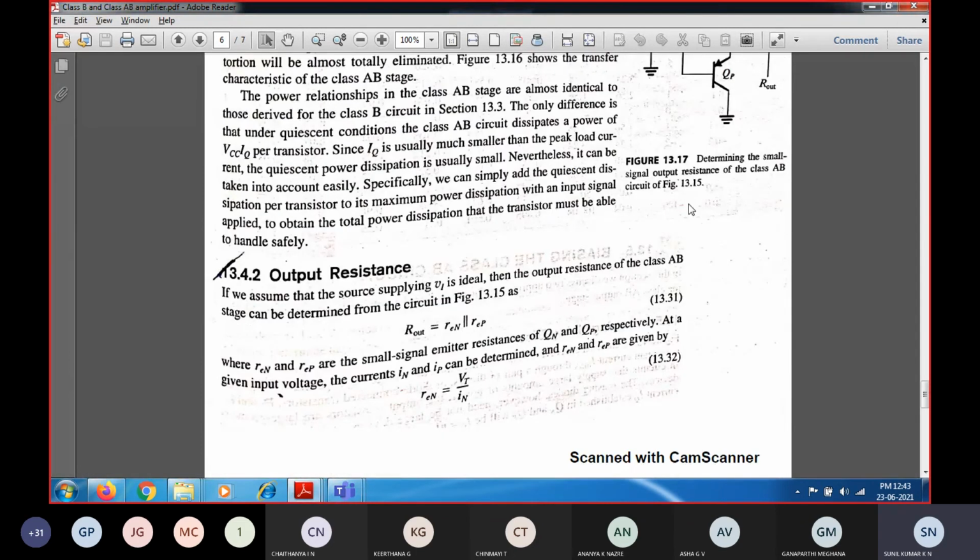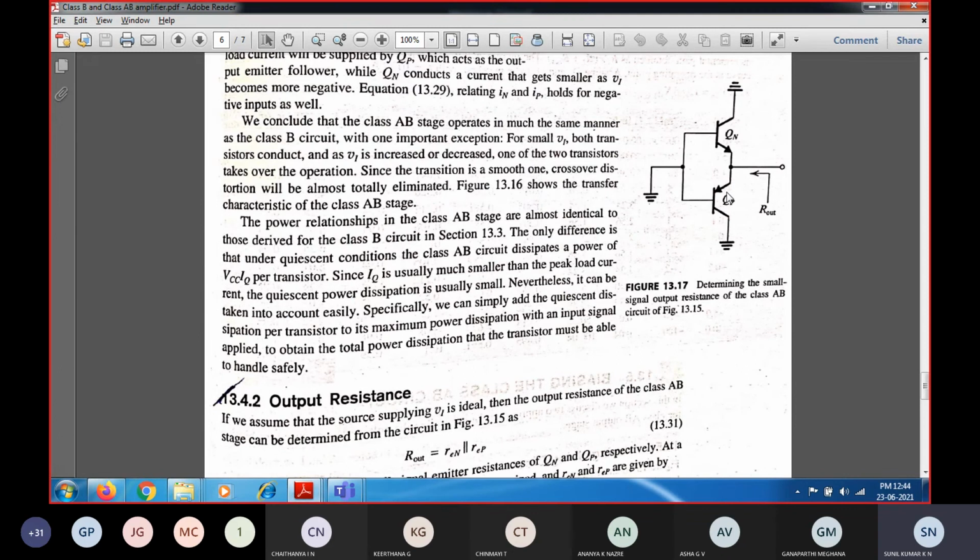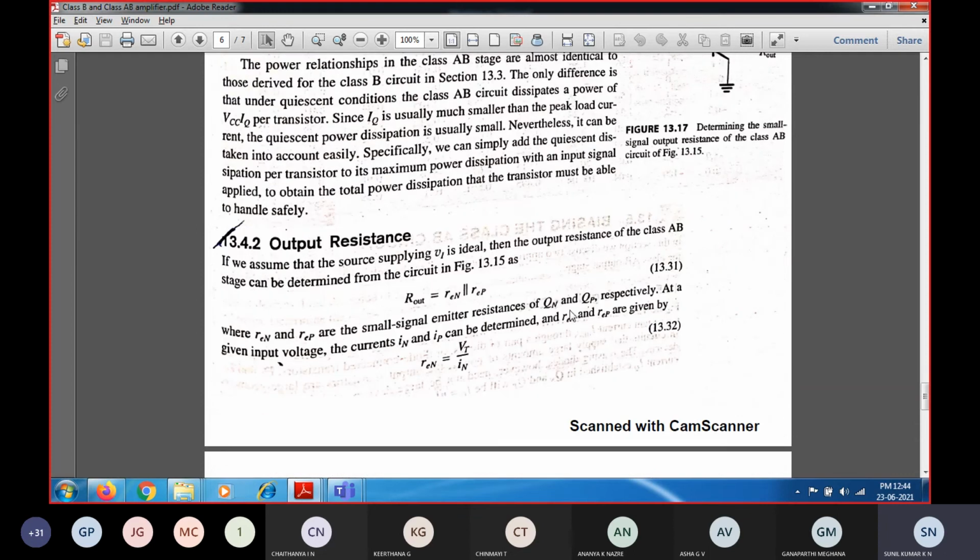So in order to determine the small signal output resistance, the resistance which you are going to see from the output side is nothing but the emitter resistance, in each of the NPN as well as the PNP transistor. So the resistances REN as well as REP are the output resistance or emitter resistance in the NPN and the PNP transistor respectively.